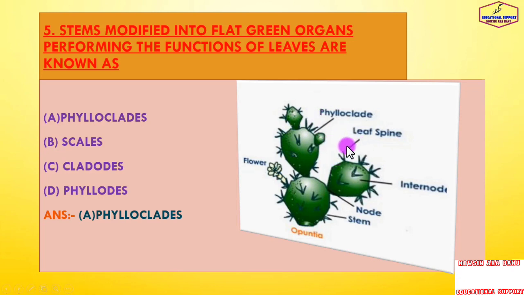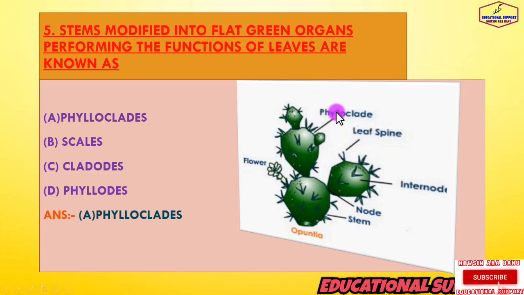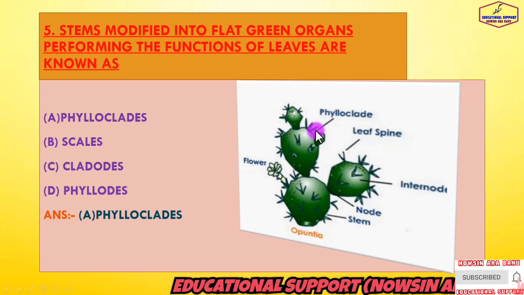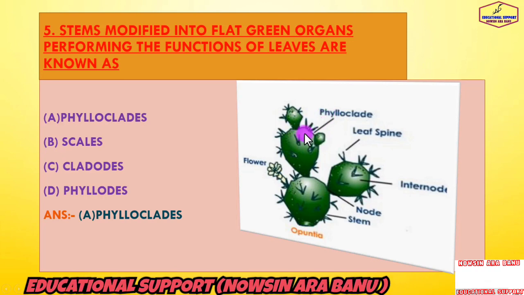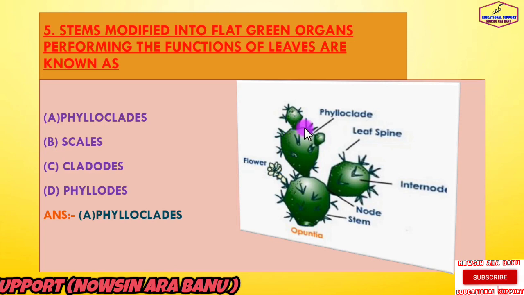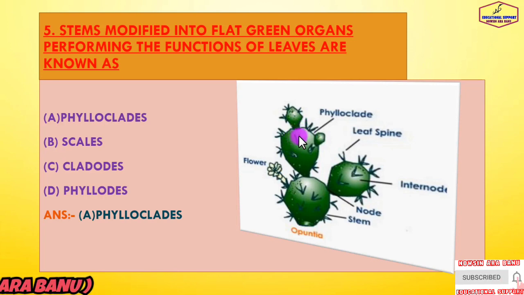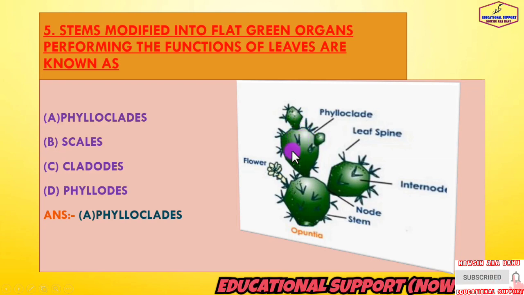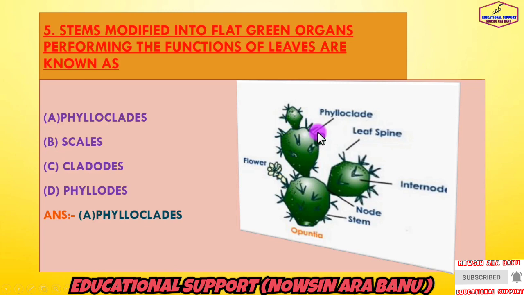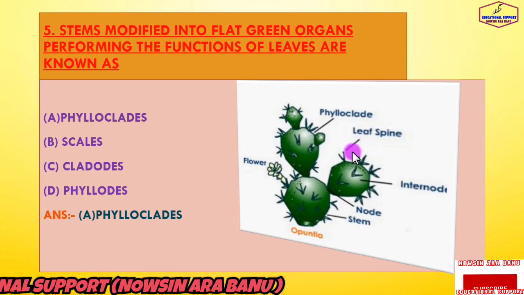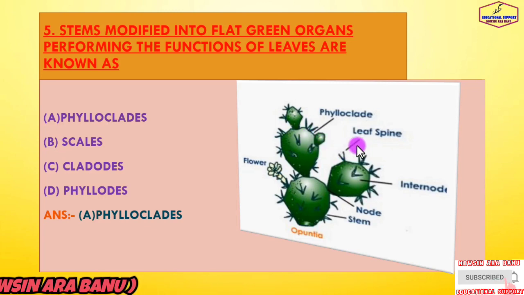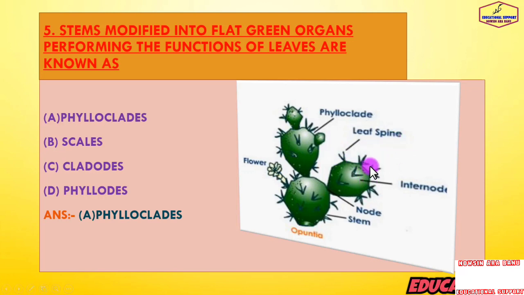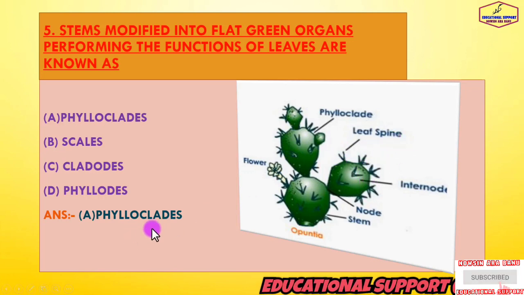So phylloclades are flat, fleshy, green leaf-like structures which have a succession of nodes and internodes at long and short intervals. Leaves are modified into spines or scales to check transpiration. So photosynthesis takes place in phylloclades, for example, Opuntia. So the answer is phylloclade.